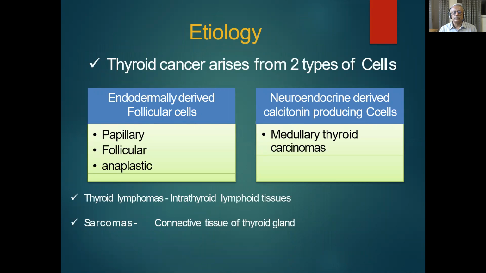Thyroid cancers can arise from two types of cells. As we know, endodermally derived follicular cells give rise to papillary, follicular, and anaplastic carcinomas, and calcitonin-producing C cells give rise to medullary thyroid carcinomas. And thyroid lymphomas arise from intrathyroid lymphoid tissues. The sarcomas can arise from connective tissue of the thyroid gland.